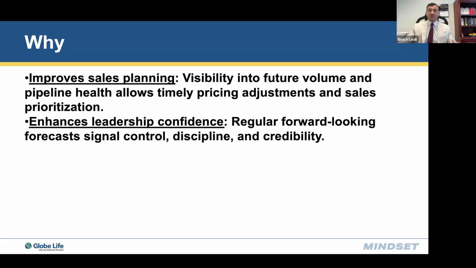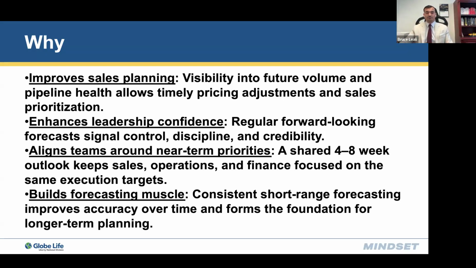It also enhances your leadership's confidence. So for me, as somebody that's in leadership, when I see people filling out a 4-week forecast, it gives me an understanding that this person that I'm developing and mentoring and helping be successful has the ability to forecast with signals, control, discipline, and credibility. So it gives me the confidence knowing that this person can be leveled up and considered for promotion.